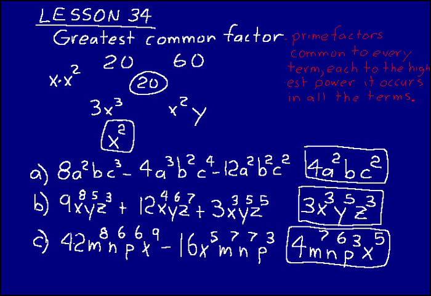So greatest common factors, those are prime factors that are common to every term, each to the highest power that it occurs in all of the terms. So when you're dealing with the variables and their powers, each term has to at least have that power to be considered a greatest common factor.